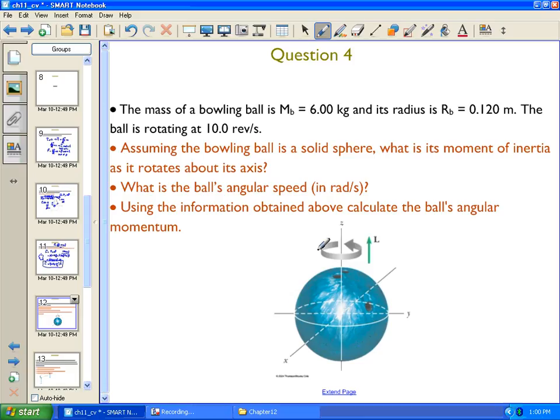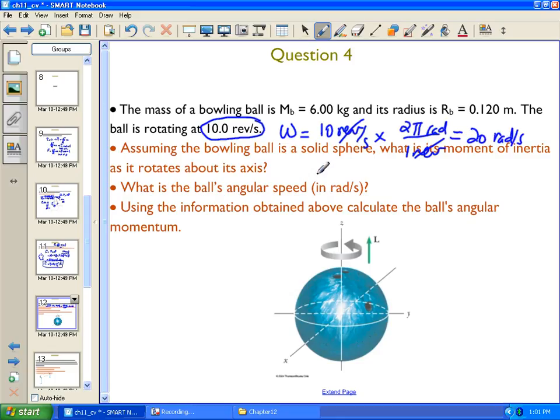Here we're told that the mass of a bowling ball is 6 kilograms and has a radius of 0.12 meters. The ball is rotating at 10 revolutions per second. Beware that this is not an SI unit, and so if we truly want its angular speed, we have to take 10 revolutions per second, multiply that by the relationship that 1 revolution equals 2 pi radians. Here you can see the conversion eliminates the rev, and so omega is equal to 20 pi radians per second.